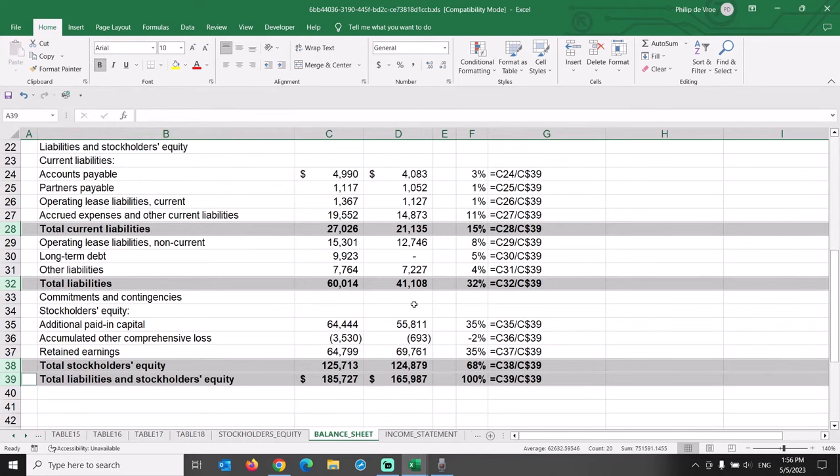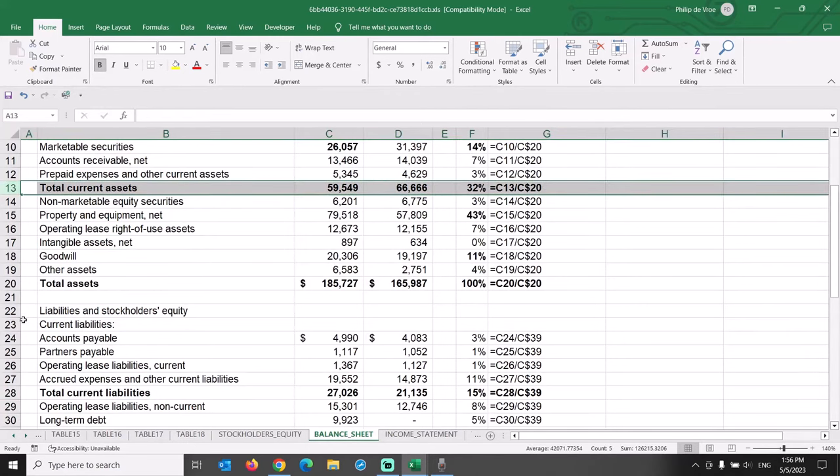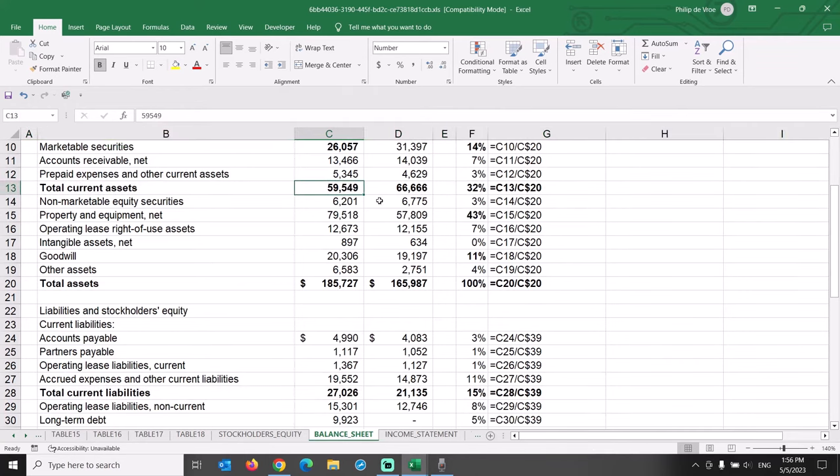The first thing I would look at is the current ratio, a metric that looks at liquidity, current assets divided by current liabilities. With current assets of nearly $60 billion, 32% of total, versus current liabilities of $27 billion, 15% of total, the current ratio is well over 2, which is on the safe/conservative side.